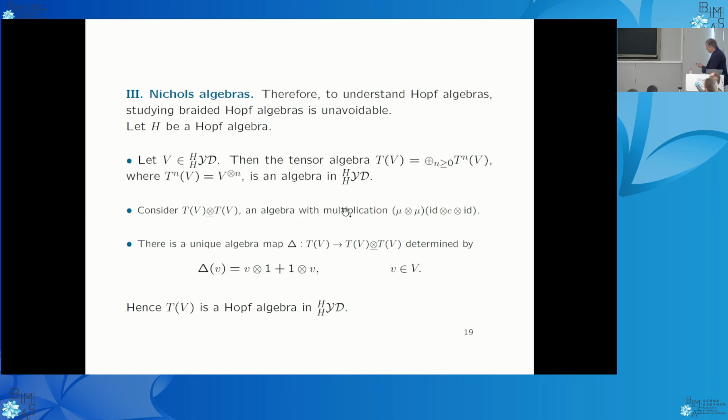Then by the universal property of T(V), you have a unique algebra map delta from T(V) to this new algebra determined by asking the elements of V, the vector space, to be primitive. In this way, T(V) becomes a Hopf algebra in the category of Yetter-Drinfeld modules over H.